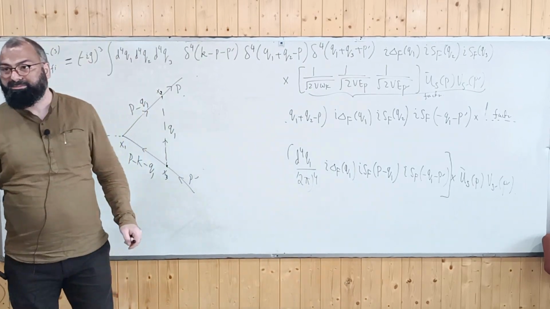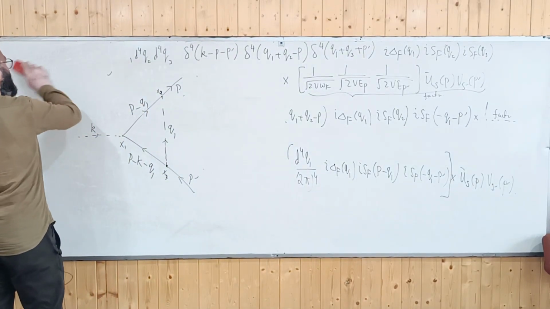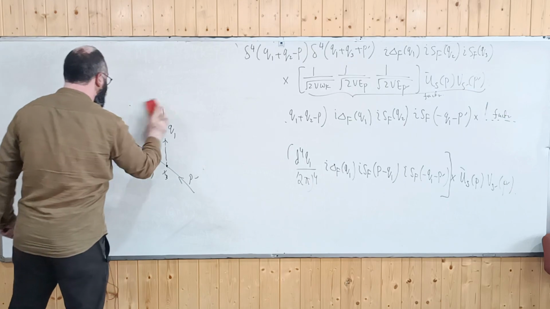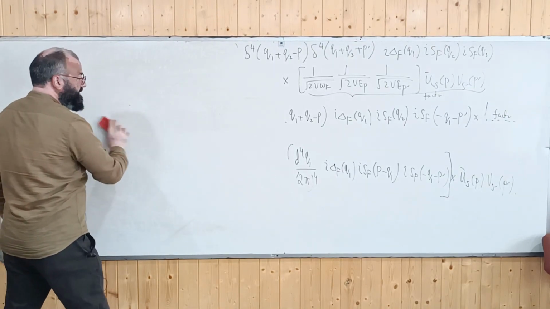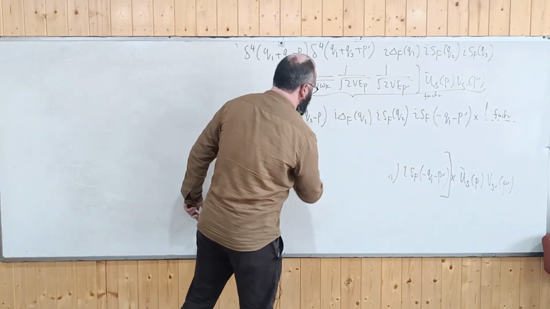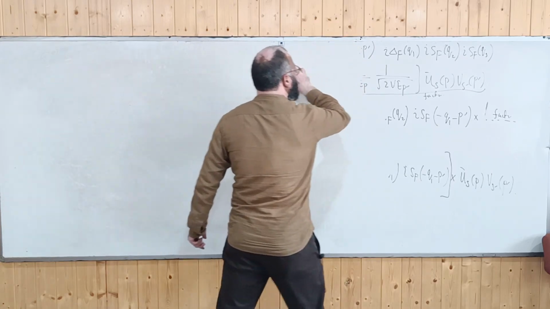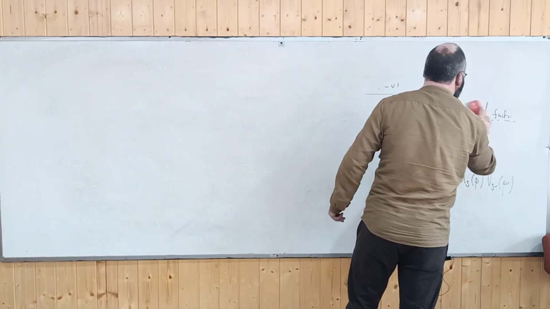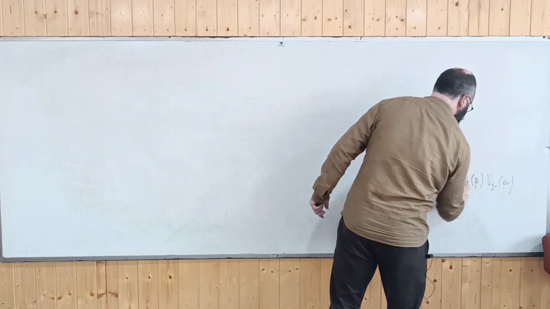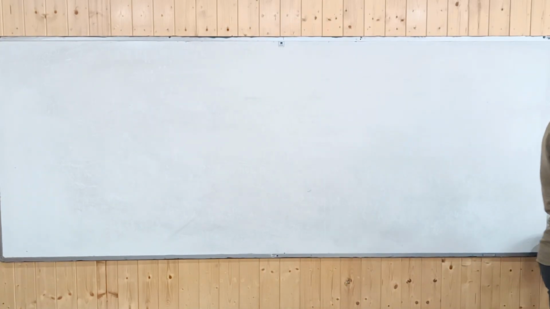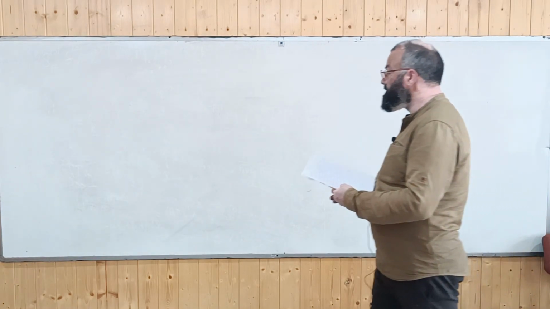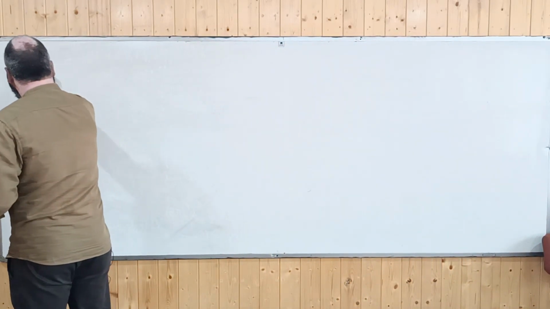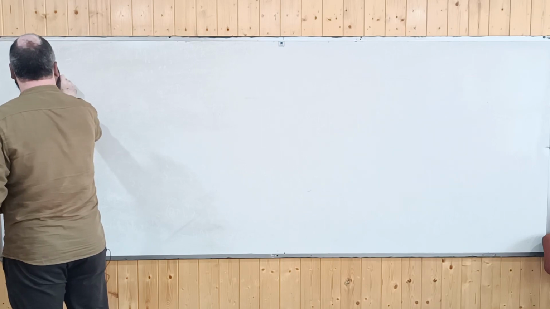Okay, so let's figure out the Feynman rules. Before doing that, let's write the Feynman amplitude first. Okay, general form. If you have any question here, just tell me. Okay, so let's write this thing. Feynman amplitude.